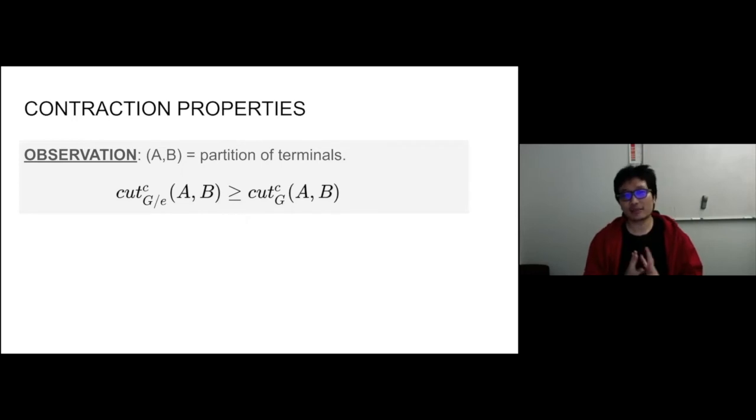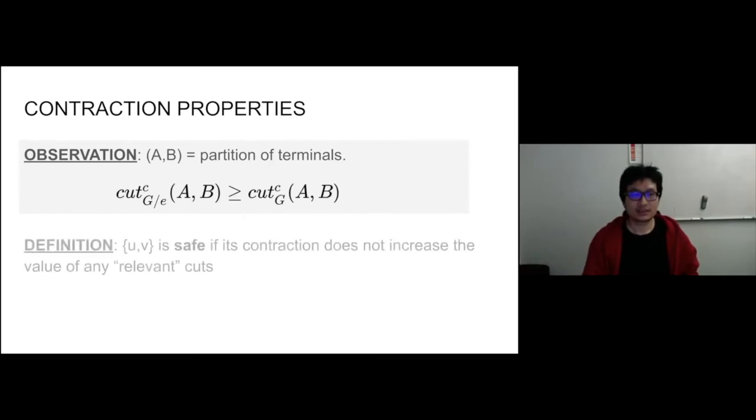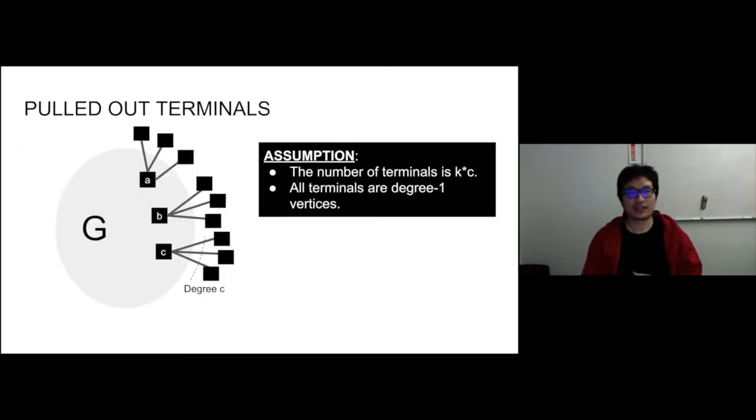And notice that one nice thing about contraction is that when you contract, the minimum cut does not decrease between any terminals, because now you are considering a smaller number of cuts, so it can only increase or stay the same. And the goal is that I want to contract some clusters so that the cuts do not increase, and then I will be done. I say that an edge is safe for contraction if the contraction does not increase the value of the cuts that I want to consider.